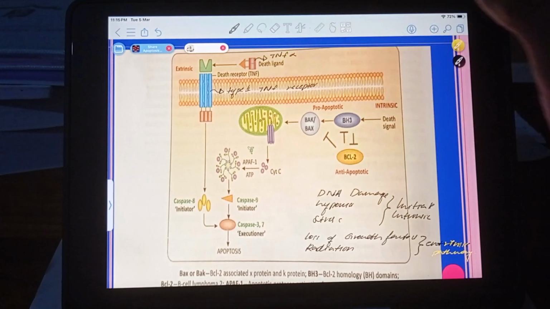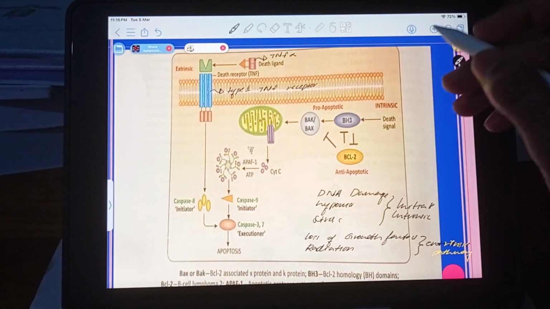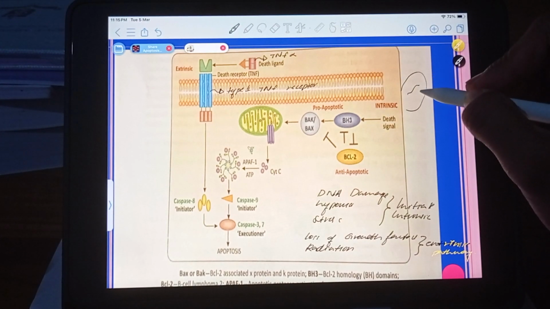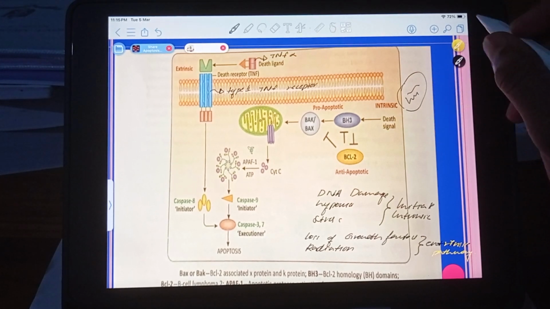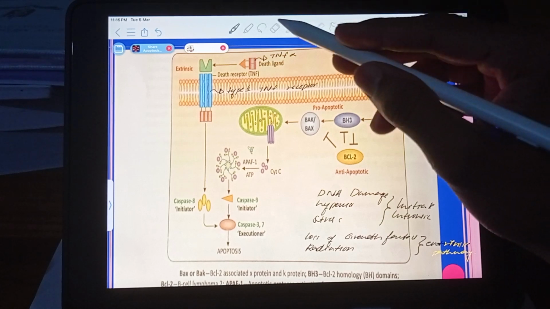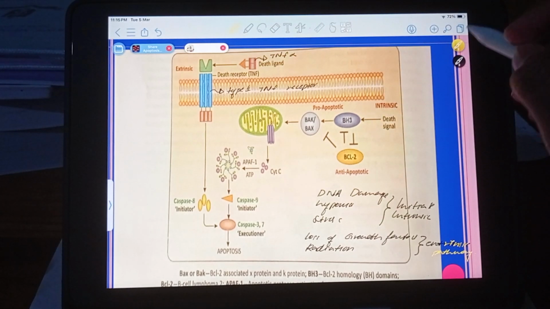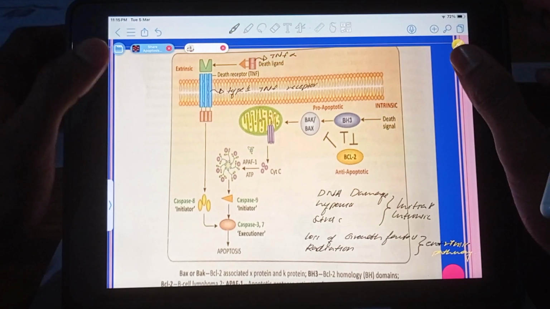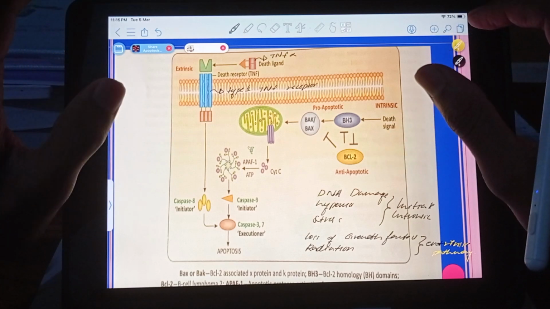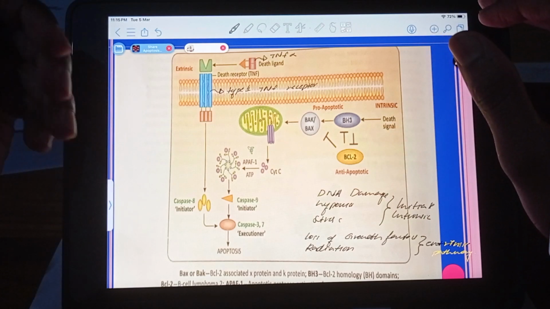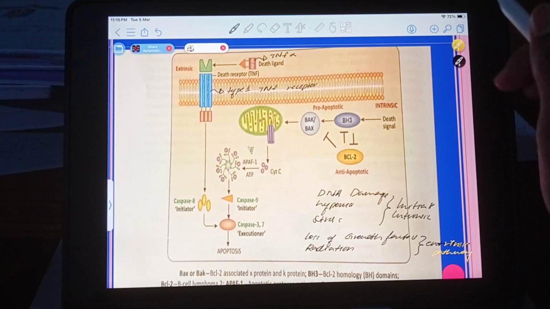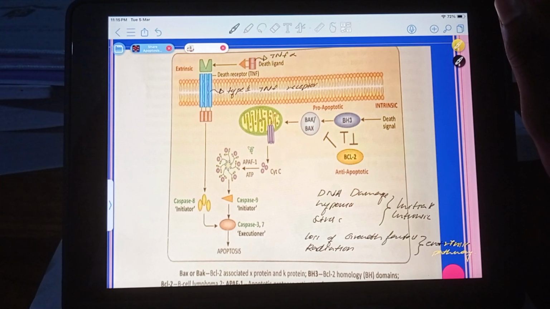The internal factors mean DNA damage. If there is any damage to DNA, if there is a decreased oxygen supply, that is hypoxia, or any stress condition, we have to kill that cell. Those are the two factors, intrinsic and extrinsic. First of all, we will talk about how the extrinsic pathway takes place.